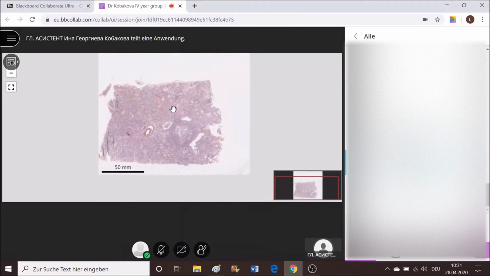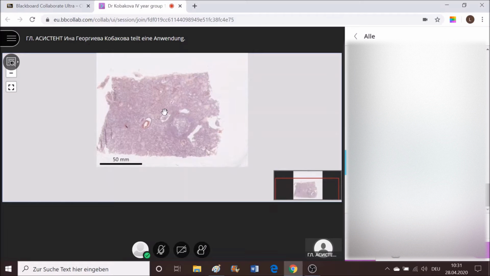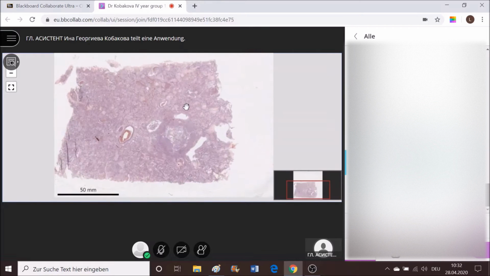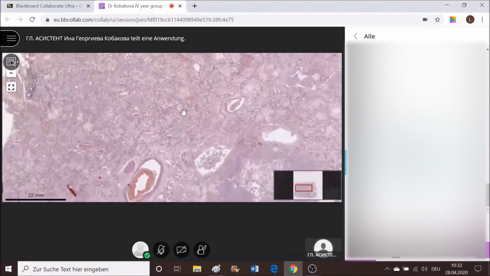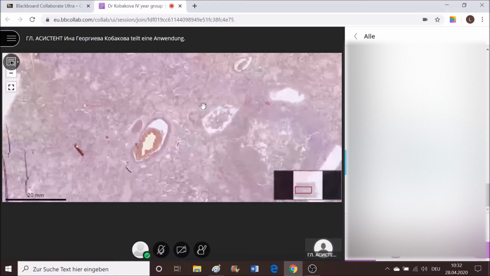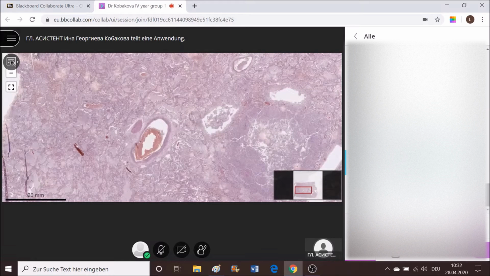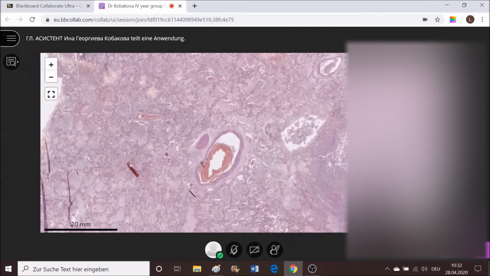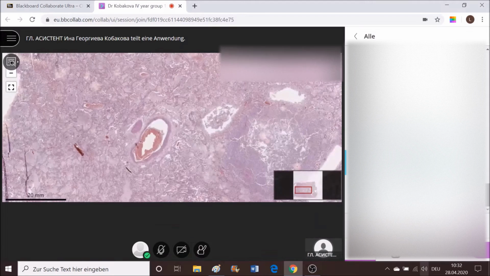First thing that you should explain to the professor is what is the organ that you are observing. So what is this organ here that you're observing and how did you recognize it? How did you recognize that this is a lung? I know that the question seems stupid to you, but you should be able to answer these questions.